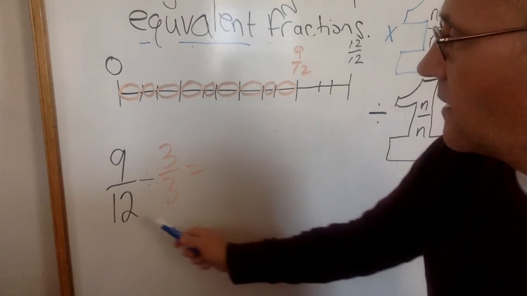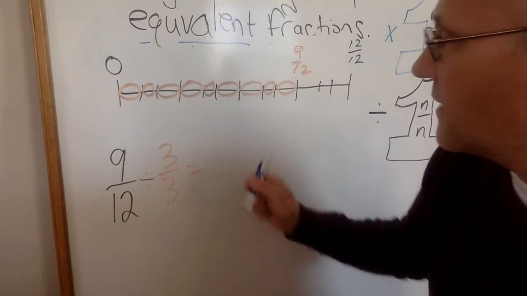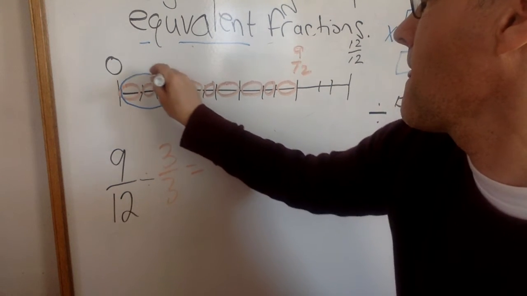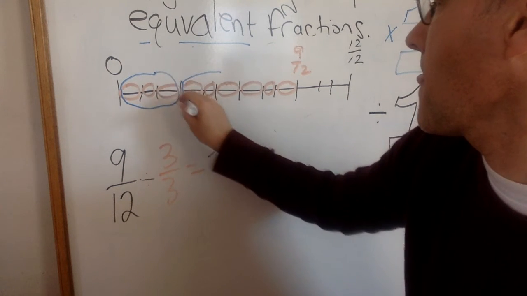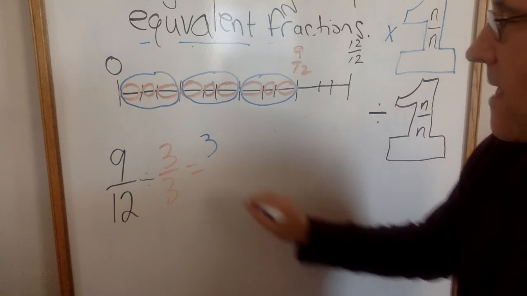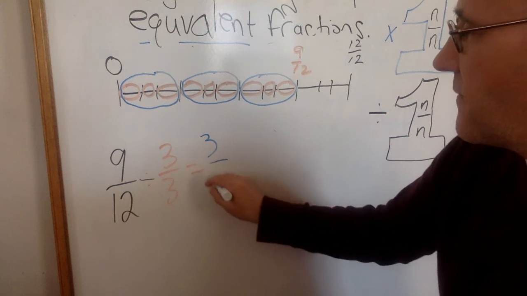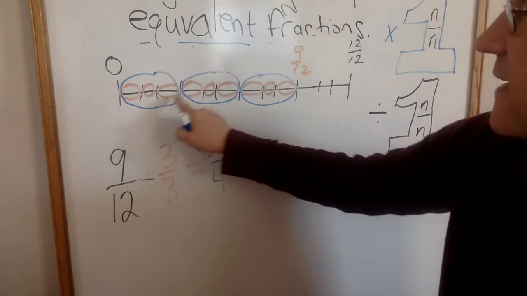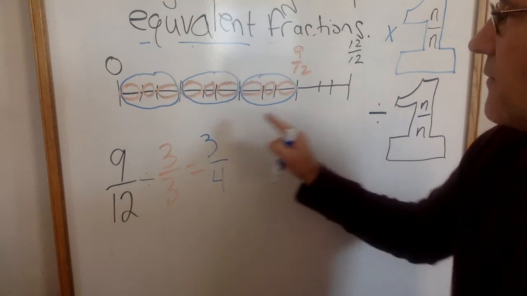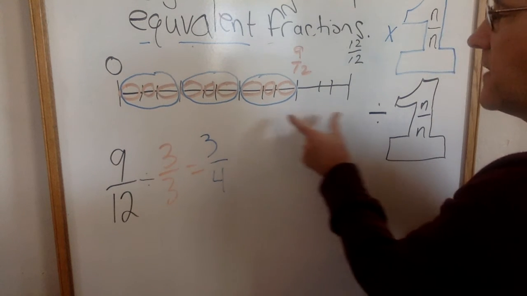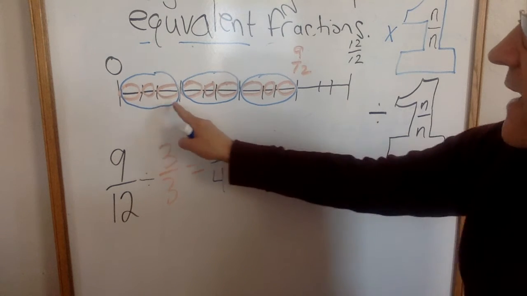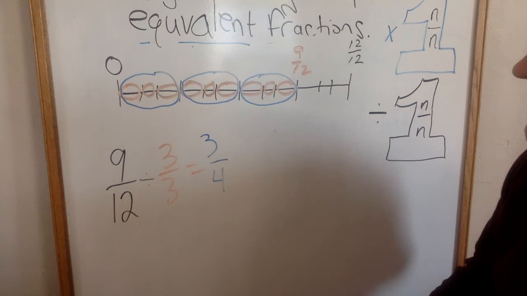So 9 divided by 3 gives me 3. And 12 divided by 3 gives me 4. So my 9 that were circled became 1, 2, 3 circled. And my 12 that were circled became 1, 2, 3, 4. The size became 4ths. So 9 twelfths is equivalent to 3/4.